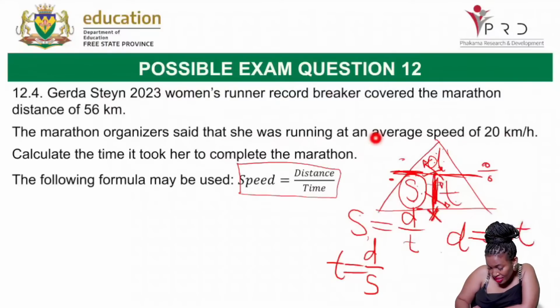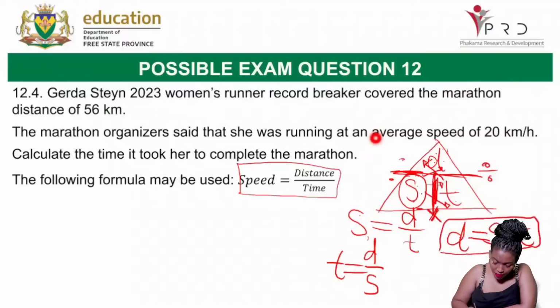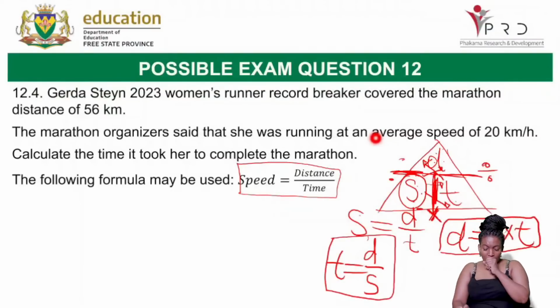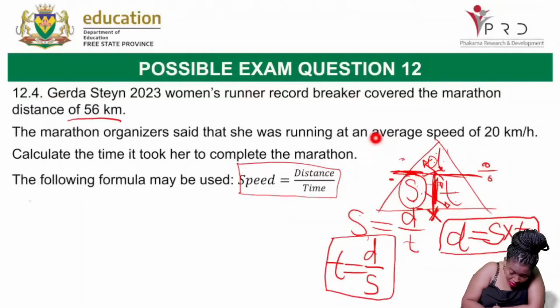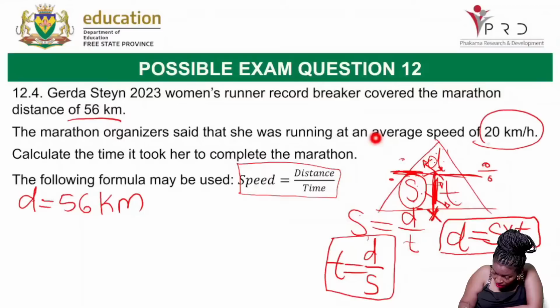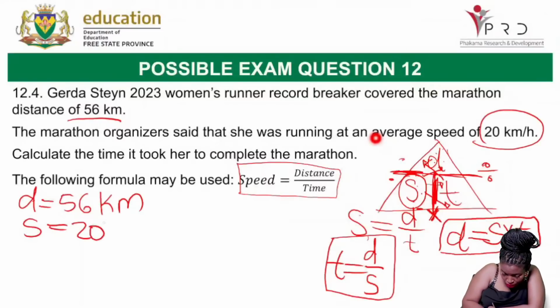So if you wanted the distance, it would be speed multiplied by time, and the time formula would be the distance over the speed. So this is what the examiner will give you. They will give you an irrelevant formula, so you must play around with the formula, because here you've got the distance. They told you that the distance is 56 kilometers. And what did they give you? They also gave you the speed, to say that the speed is equal to 20 kilometers per hour.